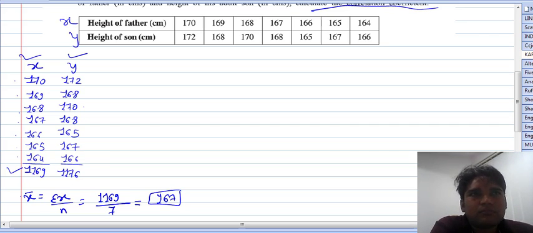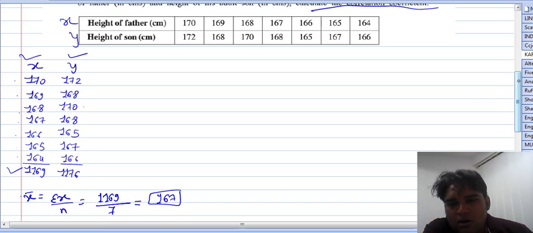For example, up to 20, right? From 1 to 20 you know the squares orally: 1 square is 1, 2 square is 4, 3 square is 9, and you know them up to 20. So for us, numbers from 1 to 20 are small values. Whenever numbers like 170, 169, 168, 167 are given, we don't know the squares of these. So for simplification, we will use the direct method, right?